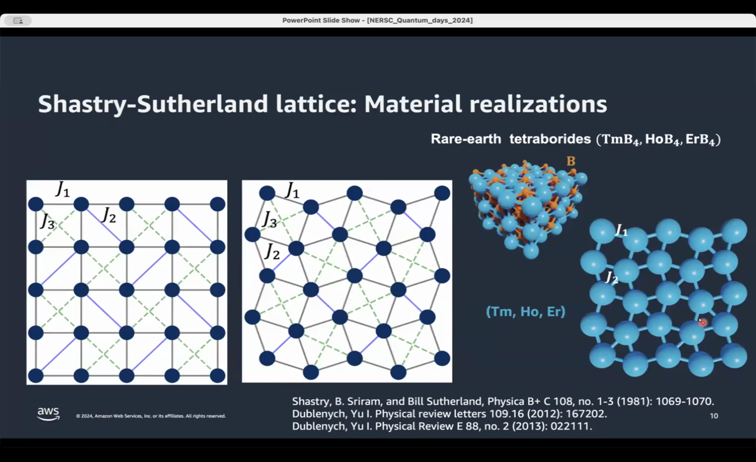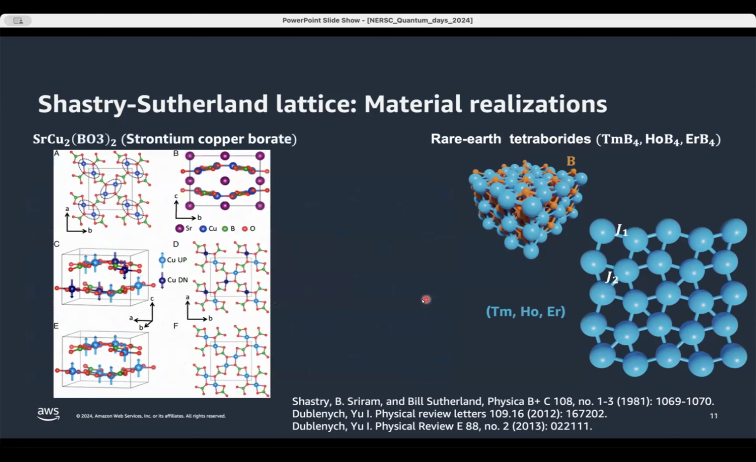And people were actually able to confirm some of the results they calculated on this model using some experimental method, for example, neutron scattering, to confirm some of the results here. And yeah, this is another material that is relevant to this model here.